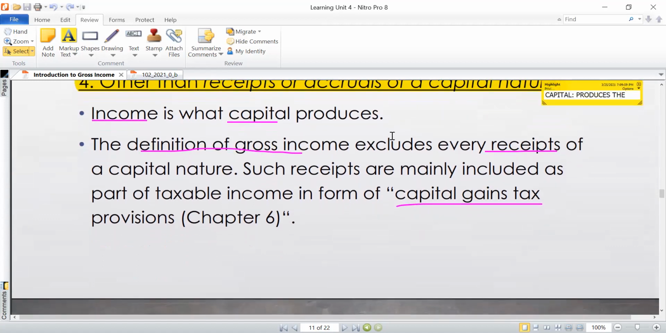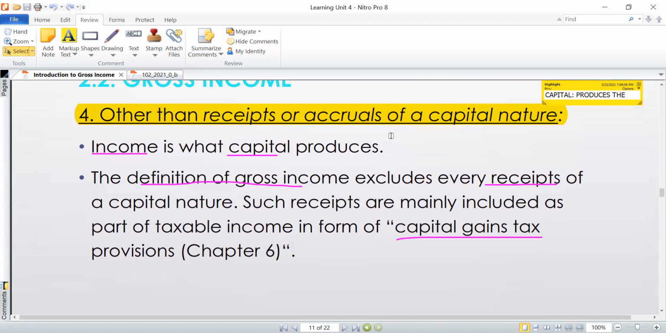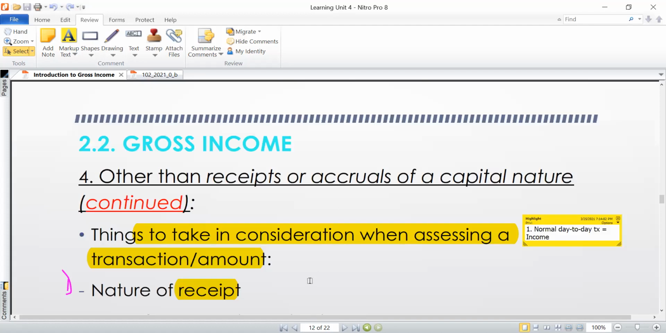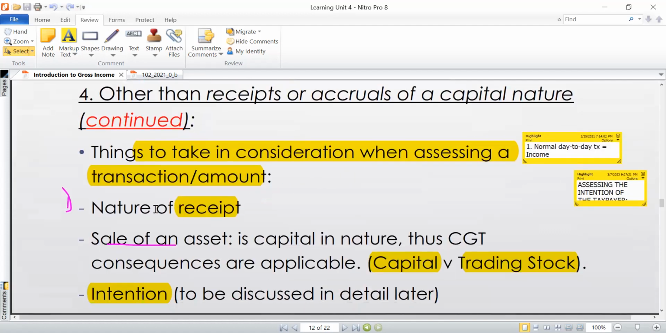Right? So it's very important to understand, when we're now assessing whether an amount or a receipt or the accrual in this case is of a capital nature or not, it's important to remember what are those aspects that you need to look at when you're dealing with this particular element of the gross income definition, right? So one of those things that we begin to look at, obviously, is the nature of the receipts. So that's the first important thing that you need to look at.